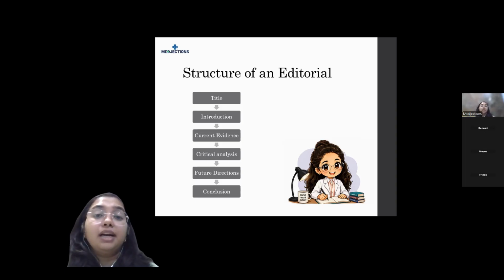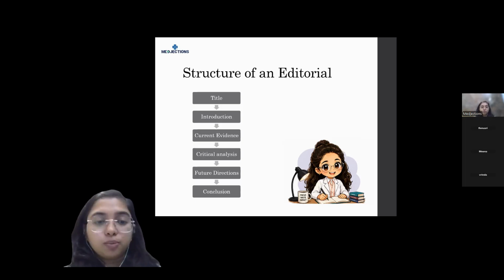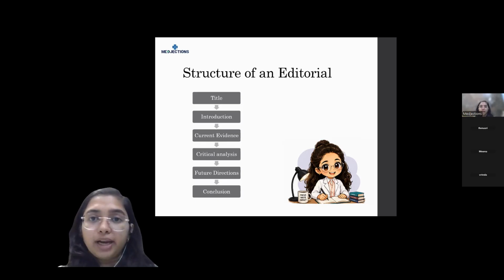There you can add the mode of action, the side effects, the targets, and all those points. Then what could be the future direction? This is something that, once you read through Notebook LM, you can write on your own; the future direction we write ourselves. And then the conclusion. So this will be the structure of the editorial. I will provide you the paper flow also.